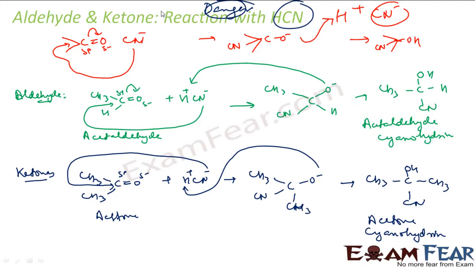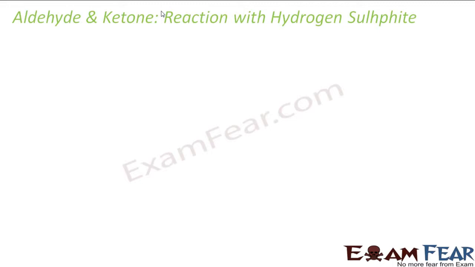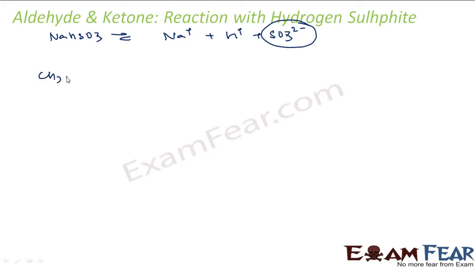Pretty simple reaction. Let's talk about the reaction with sodium hydrogen sulfite. So we have NaHSO3. This is my sodium hydrogen sulfite. It is an equilibrium where it breaks into Na plus, H plus, and SO3 2 minus. This is how it breaks. And this is also my strong nucleophile. So let's see this reaction mechanism. I'll do it for acetone. It's all the same for aldehydes and ketones, so you just have to see what I'm doing.